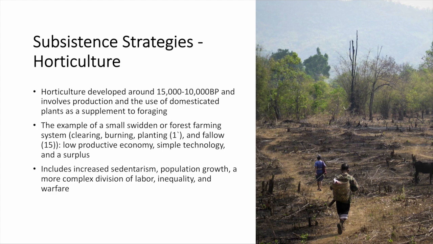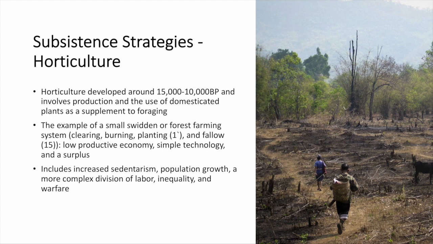And the surplus is quite important. For foraging, there is no surplus because there is no production. A human population will only collect the resources that are immediately needed. But with horticulture, there is this extra yield that is collected. And what having an extra yield, having a surplus, does is allow for a more sedentary lifestyle. It allows for growth of the population. It leads to a more complex division of labor between people.